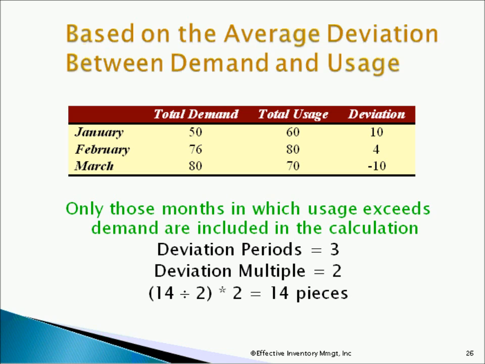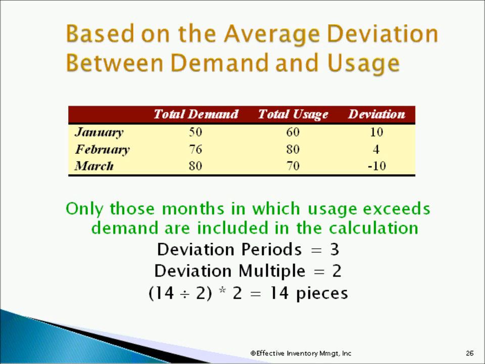Here, I'm looking at an item, and you see 3 months worth of history: January, February, and March. In January, I had a forecast, you see it here, total demand of 50 pieces. Usage was 60 pieces. That's a deviation, or a difference, of 10 pieces. February, I had a forecast of 76 pieces, usage of 80. That's a deviation, or a difference, of 4 pieces.